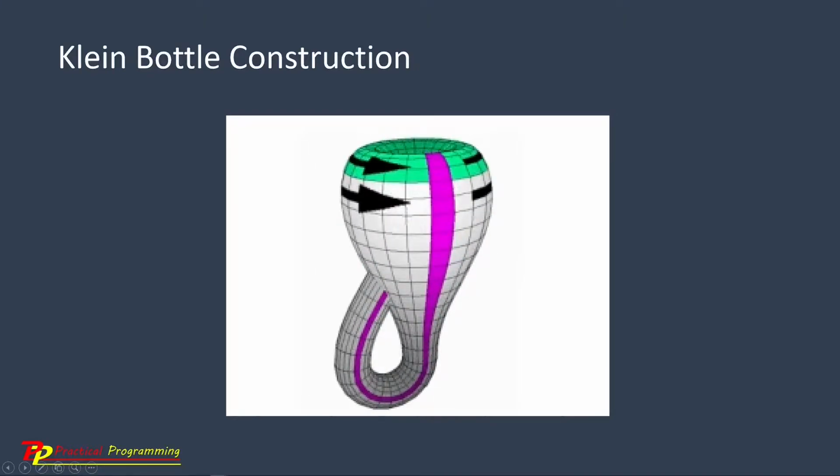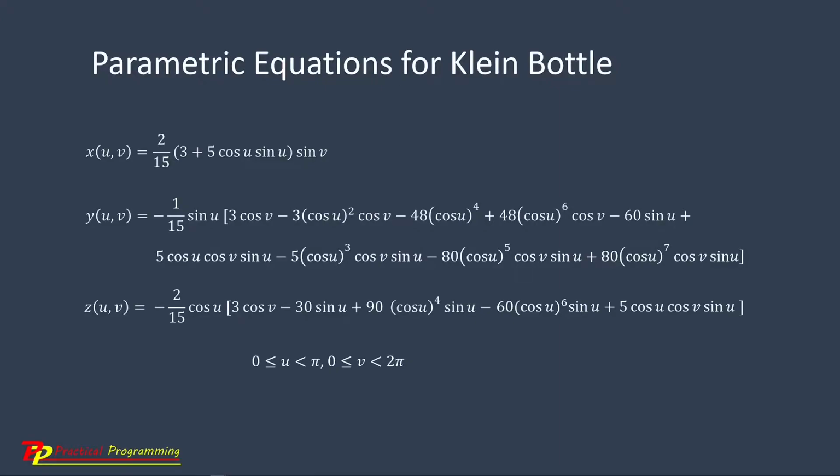Even though the construction of a Klein Bottle looks very simple, however, its parametric equations are very complicated. As shown here, you can see x, y, and z as a function of u, v. u, v are parameters. You can see the expression for this set of parametric equations are very complicated. You can see here u is in the range 0 to pi, v in the range 0 to 2 pi.